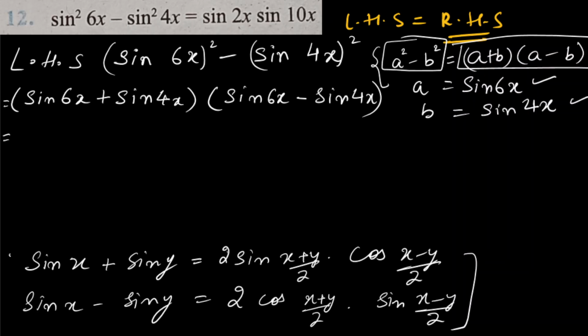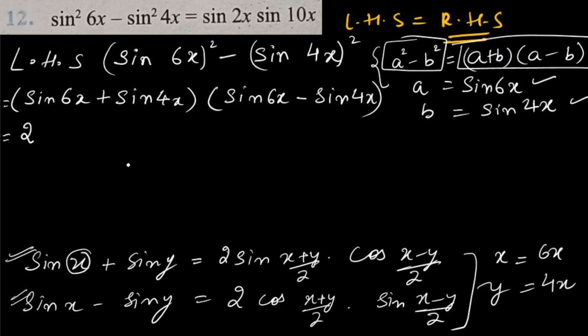In the first bracket we have to use the plus identity. In the second bracket we have to use the second identity. So here I'll just write a is 6x, not a x, because I've written in terms of x. So the first angle is 6x, and the second angle in both is 4x.